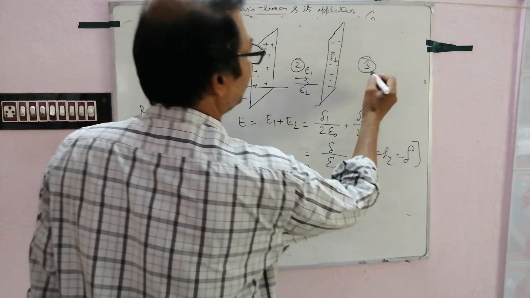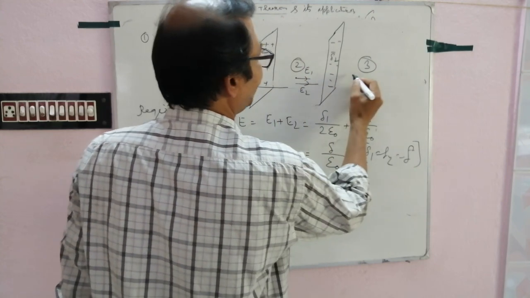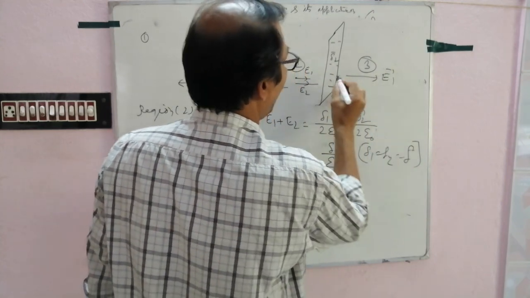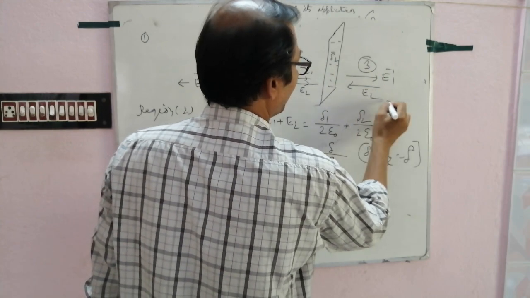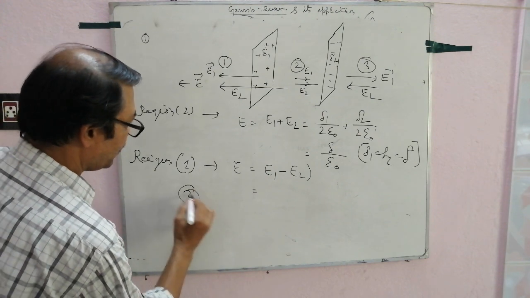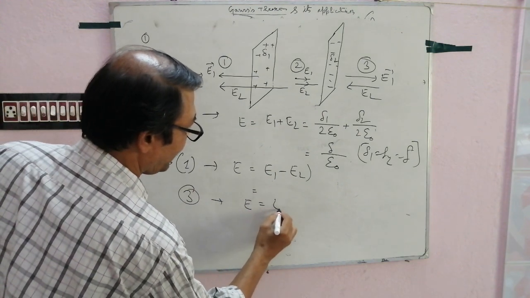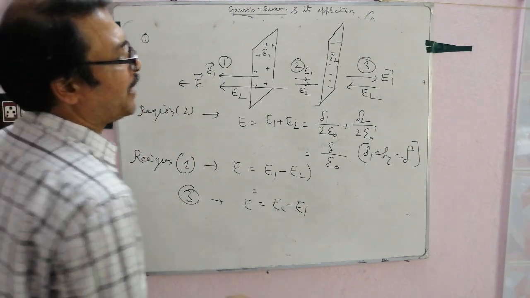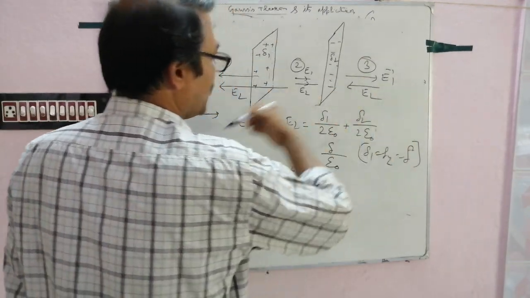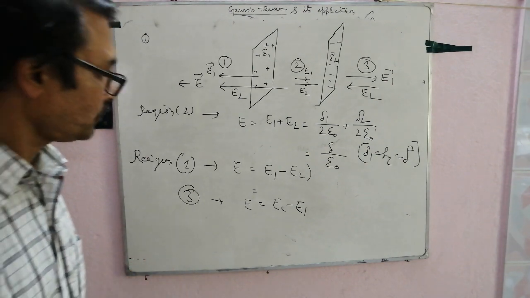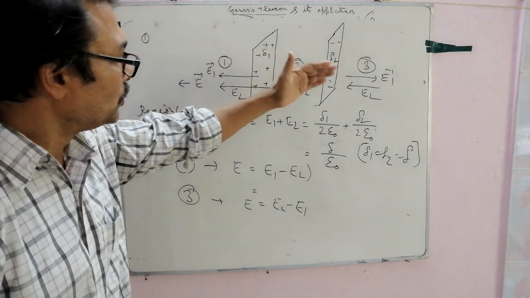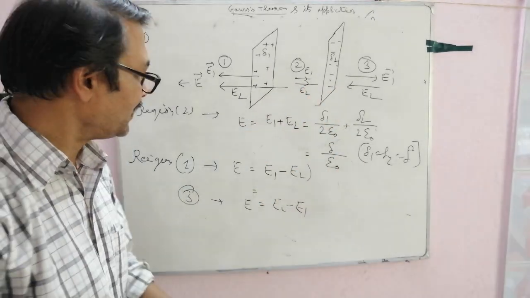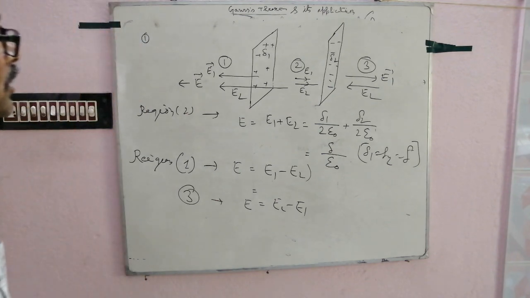In region 3, for the first sheet the field E1 is in this region, and for the negative sheet the field is in this region. So for region 3 the result will be E equals E2 minus E1, and the final direction will be towards E2. If the surface charge densities are equal, then the case will be as usual. Now the next problem.